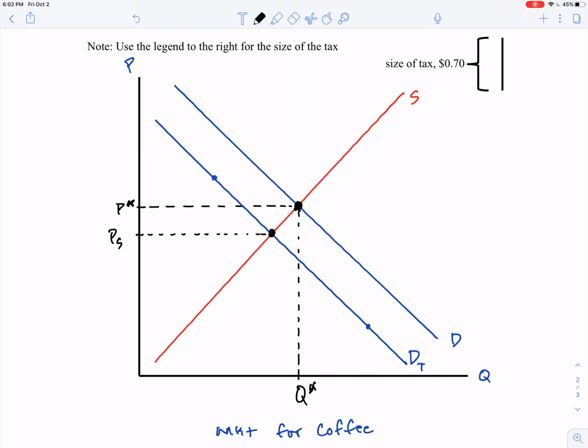Now, this is the price that the seller gets, right? Because this distance up to here is the size of the tax that the buyer now has to pay. And I would draw over here. And this is the full price the buyer pays, right?